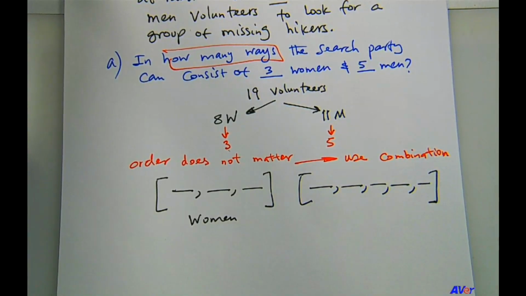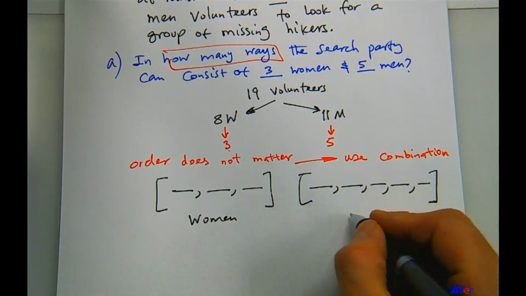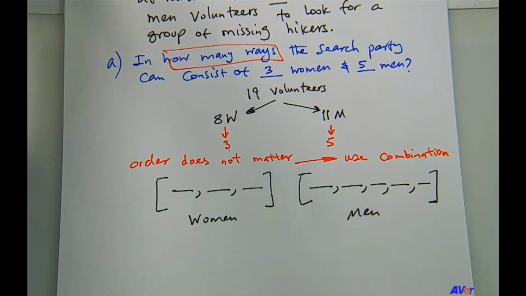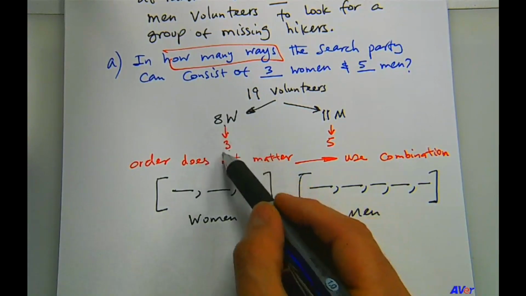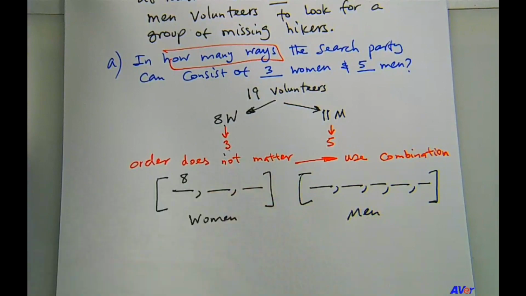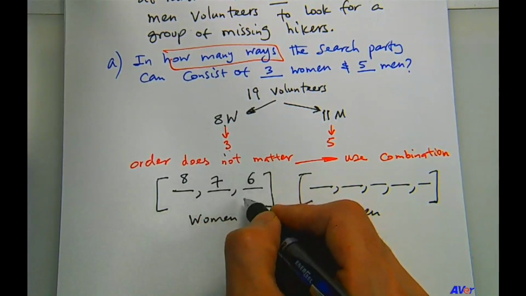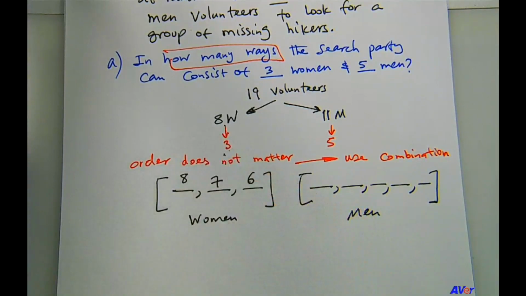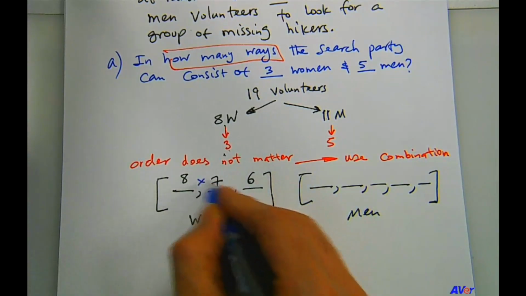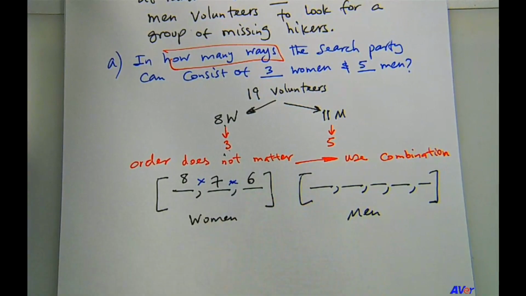By the way, I forgot to discuss in the previous example the calculator way of calculating those numbers. I'll go back to it and we'll talk about it. And then with the women group, so 8 choose 3, we have 8 people to choose from for this spot, then 7, then 6, and then of course they get multiplied by the multiplication principle.